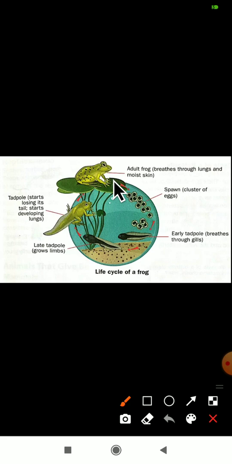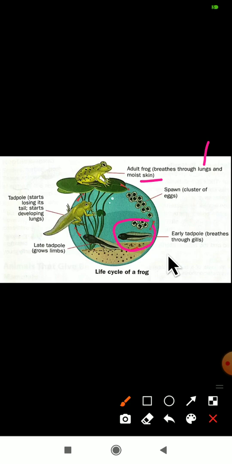How will the frog breathe, dear students? The frog breathes through the lungs and the moist skin. Then next one, what happens? These are the cluster of eggs. You can see the cluster of eggs. After that, it will develop, and this is the early tadpole.